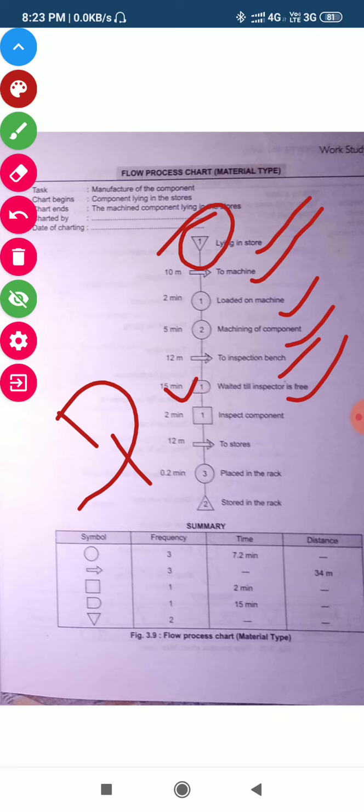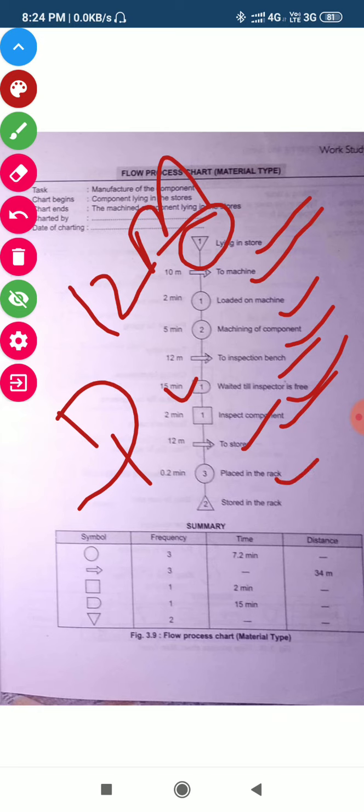Now the inspection of the component takes place for 2 minutes, and after that the inspected component will be transported to the stores, which takes a 12 meter distance. After that 0.2 minutes is taken to place our finished component in a rack in the store, and then it is stored in the rack. At last the chart ends with the machined component lying in the stores. In this way we can prepare the flow process chart for the material type.